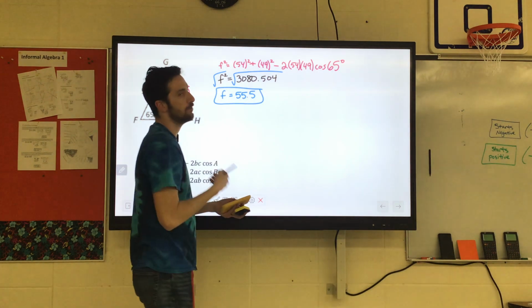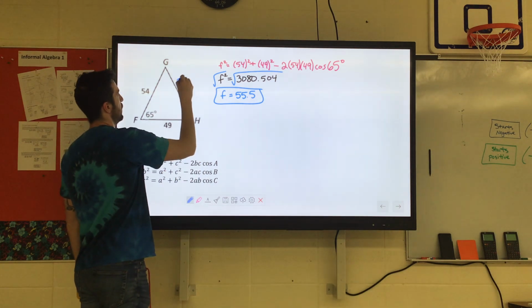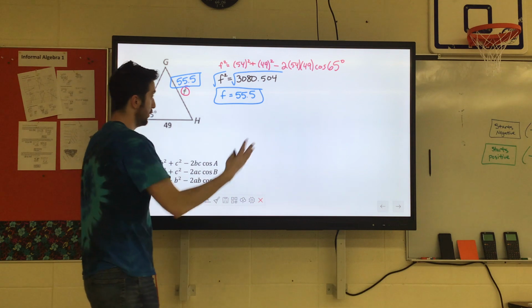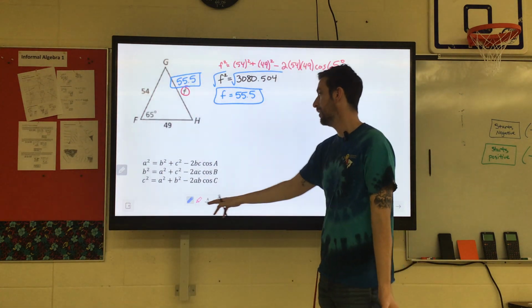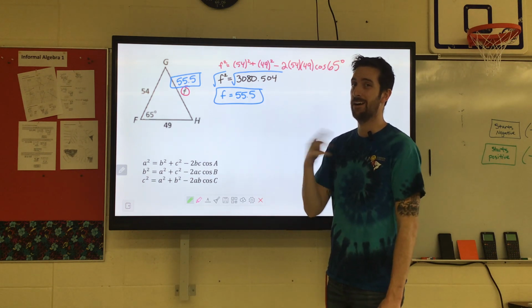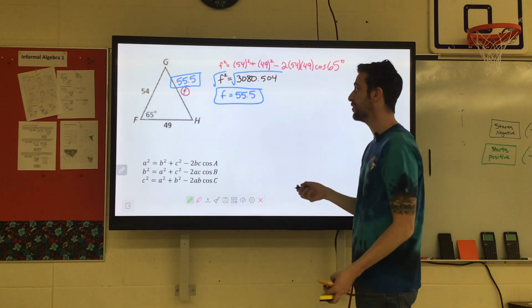It's not too bad if you can put the whole right side in your calculator. 55.5. Now, feel free to use the same equation, law of cosines. Seriously, as soon as I find one corresponding pair, I hop back to the sines. It's just easier for me. I'm not the smartest guy in the world.